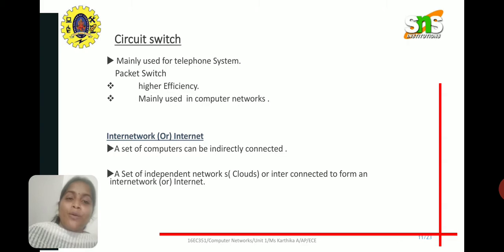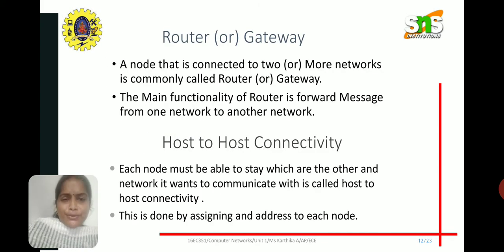What is an inter-network or internet? We know that a set of computers can be directly connected. A set of independent networks or clouds are interconnected to form an inter-network or internet. What is a router? A node that is connected to two or more networks is commonly called a router or gateway. The main functionality of a router is to forward messages from one network to another network.